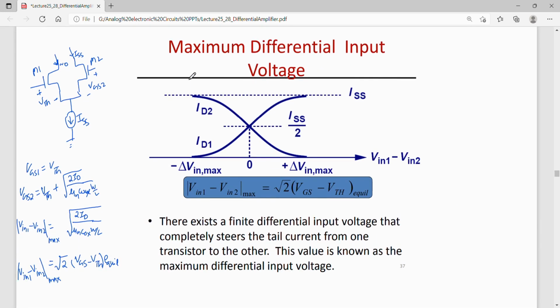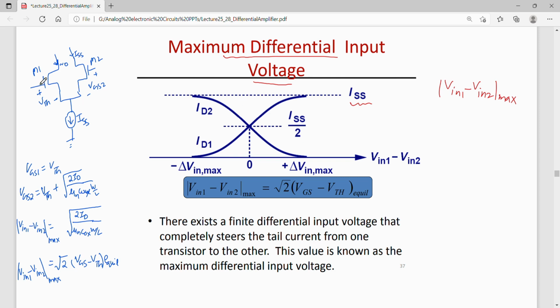Now one can also find out the maximum differential input voltage. Okay. So this is the amount of differential input voltage, Vin1 minus Vin2, the maximum differential input voltage, which drives the entire current through one of the transistors. So the other transistor has nearly zero current. Okay, so the entire current, that is this ISS, flows through only one transistor.